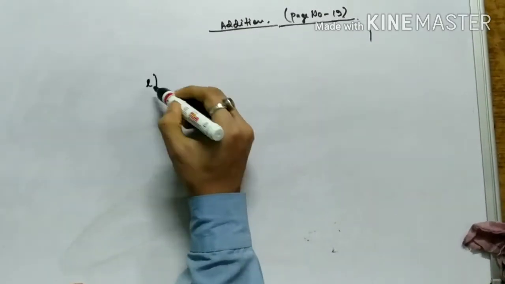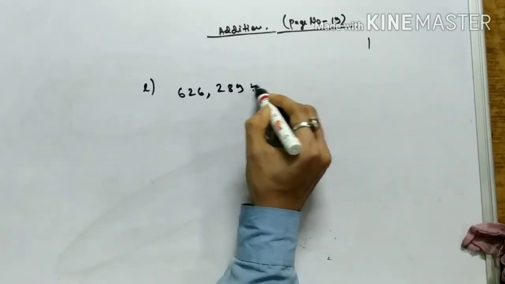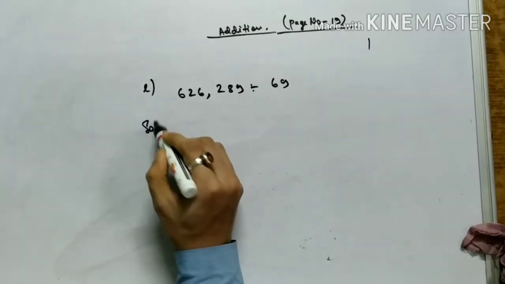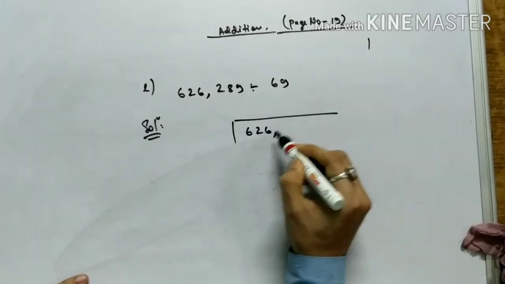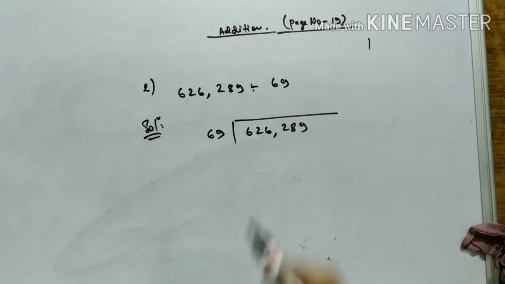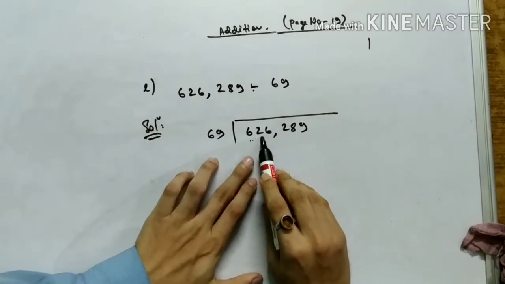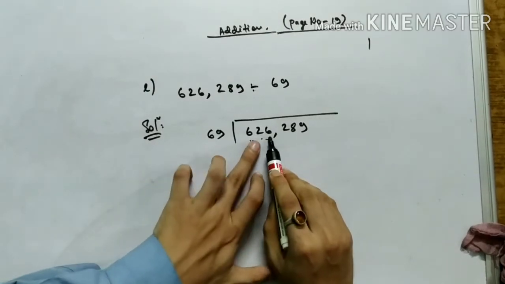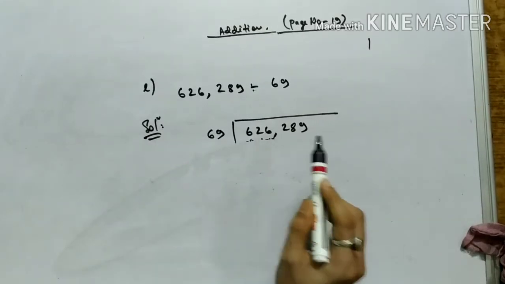Let's do number L. 626,289 divided by 69. So this is your solution. Now you see, the first number is 6, next 62, it is less than 69, so I will have to take up till here, 626 I will have to take.